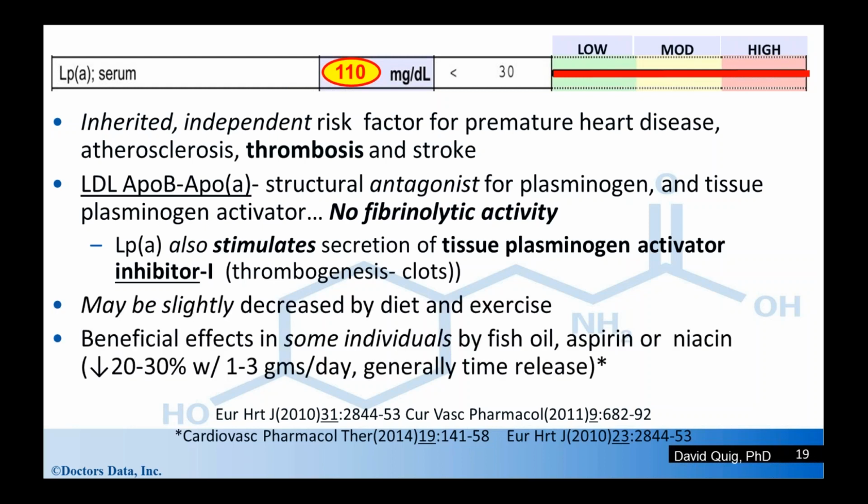acute myocardial infarction. Now, the literature suggests that we may be able to slightly decrease Lp(a) with diet and exercise, and there are several studies that show beneficial effects of decreasing Lp(a) in some individuals using fish oil, low-dose aspirin, or niacin. And in the studies of niacin, they typically found about a 20 to 30% decrease with about 1 to 3 grams per day, generally using the time-release niacin, so not necessarily the great flush form of niacin.